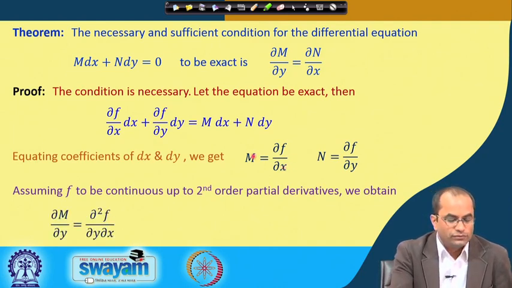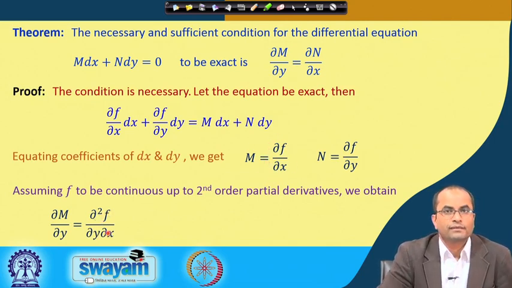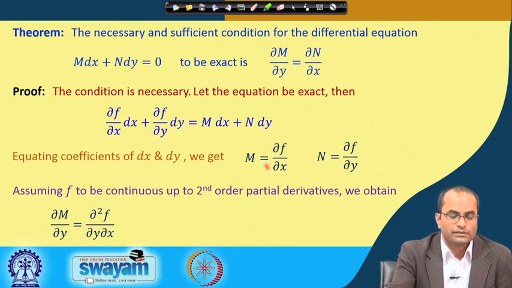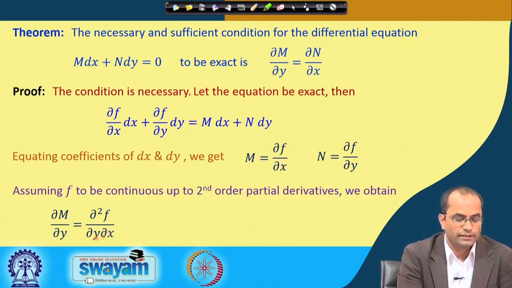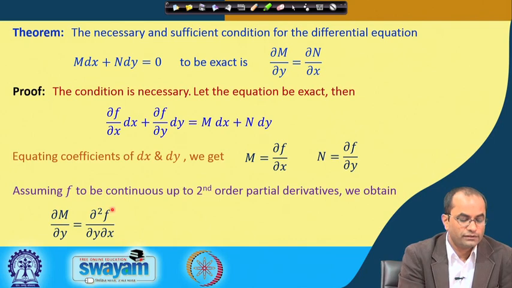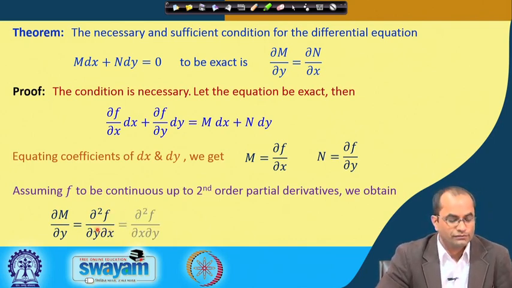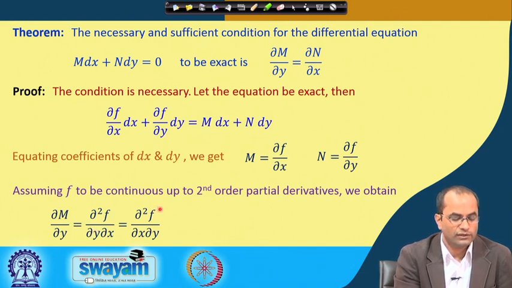So now we get this partial derivative of m with respect to y, which means here we will also be differentiating with respect to y. So, ∂²f/∂y∂x is the second order partial derivative of f with respect to y and with respect to x. Assuming continuity of the second order partial derivatives, we can also reverse the order of differentiation, meaning that this is equal to ∂²f/∂x∂y.